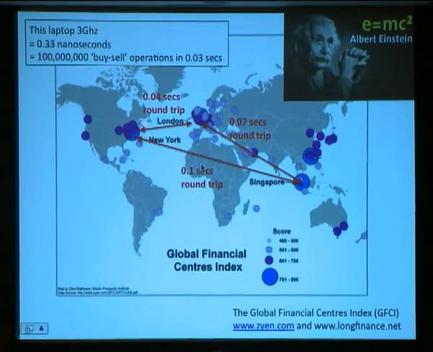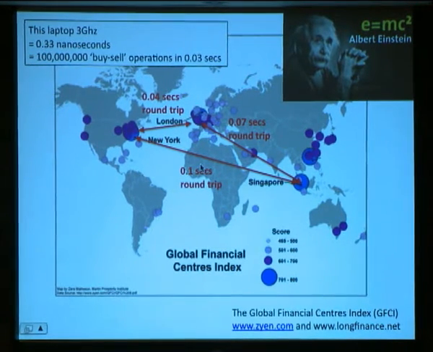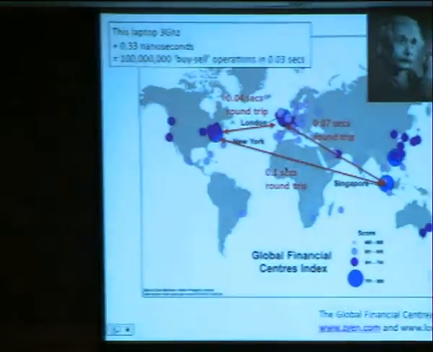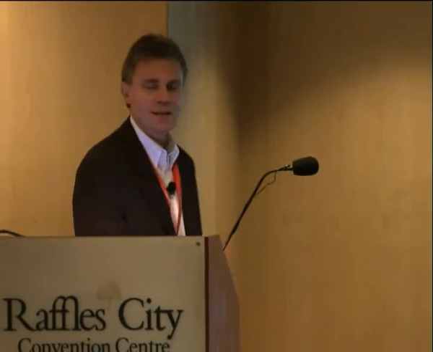In fact, you could sit in New York with my laptop here, even though my trusty laptop isn't so trusty. It has a 3 gigahertz clock inside, that's 0.33 nanoseconds. If every cycle of the clock was a decision to buy or sell, I could do 100 million operations by the time your trade had gone from Singapore to New York and back. So I sit next to Wall Street with my little laptop and I could do 100 million transactions.